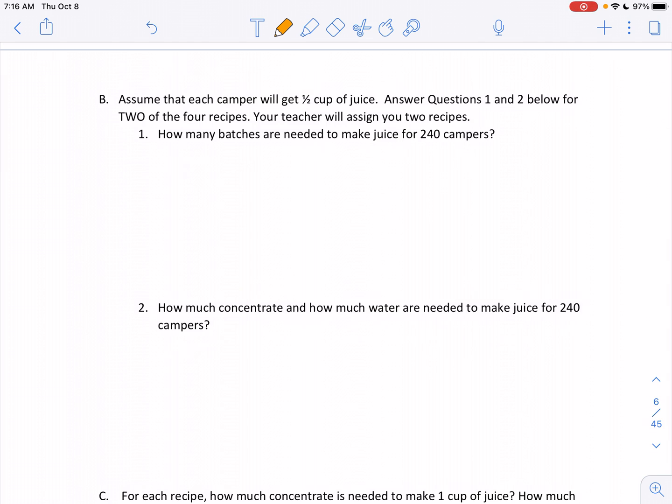Now we're in part B, and it says assume each camper will get half a cup of the juice. So we're going to use the same recipes as we did from yesterday. Answer questions 1 and 2 below for 2 of the 4 recipes. Your teacher will assign you 2 recipes. So if you're watching this online, you get to pick.